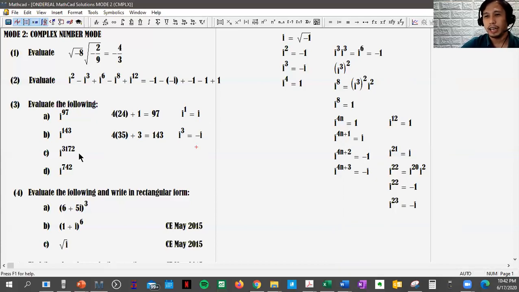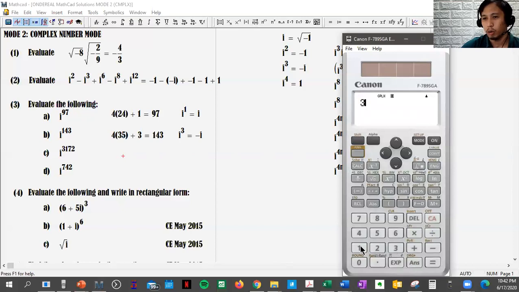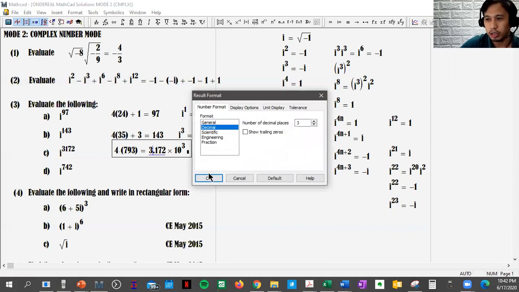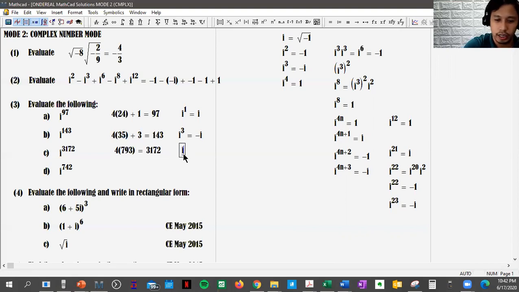Okay ba? And if that is raised to the power of 3,172. So again, do division, divide it by 4. 3,172 divided by 4. And as you see, that is a multiple of 4. Now, 3172 is a multiple of 4 because that is divisible by 4. So, since it's a multiple of 4, now it's equal to 4 times 793, then the result should be equal to 1. Now, i raised to 3,172 must be equal to 1.